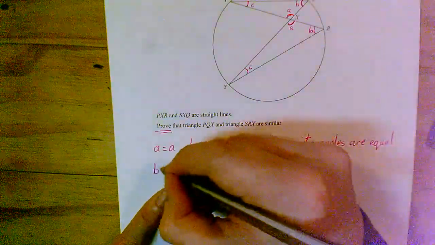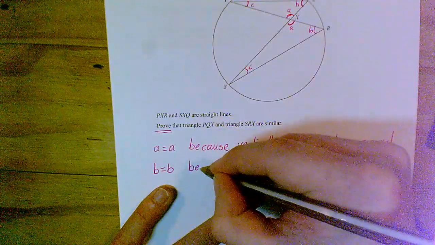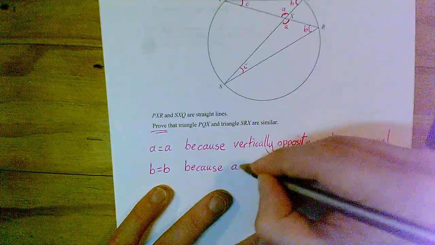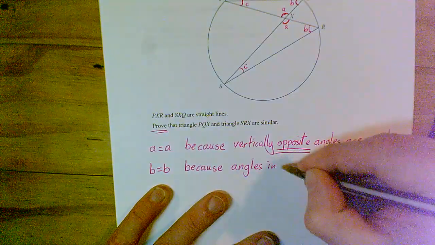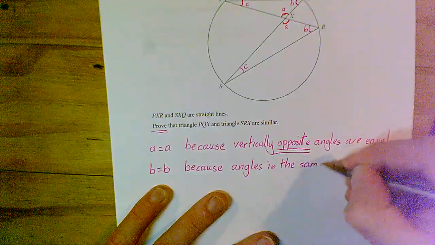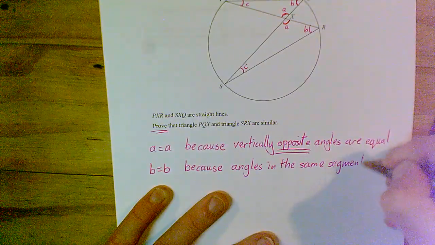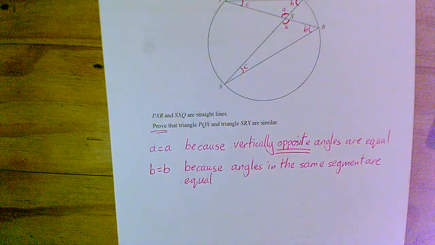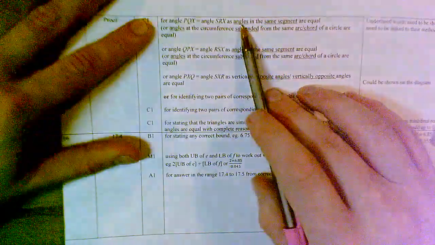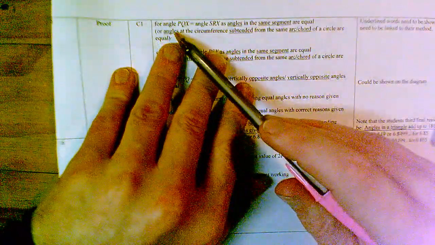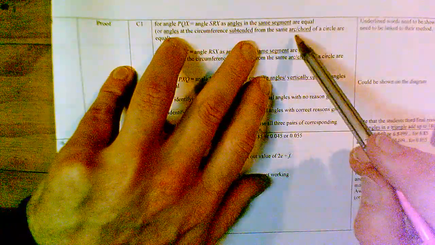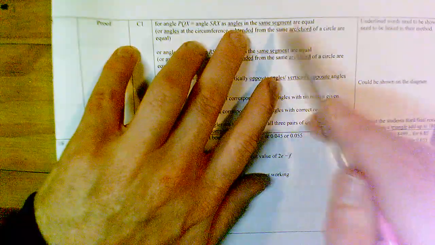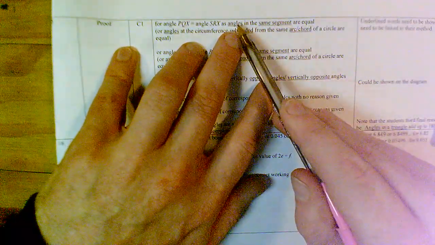Now B and B are the same because I'm going to write a shortcut. Angles in the same segment are equal. Now that's a bit of a shortcut, but that's because I know that's just enough. If you want to write it properly, angles at the circumference subtended from the same arc or chord of a circle are equal. Now, because I know it's just enough to write angles and same segment, the underlined words have to be shown. So I'm going to go with that.